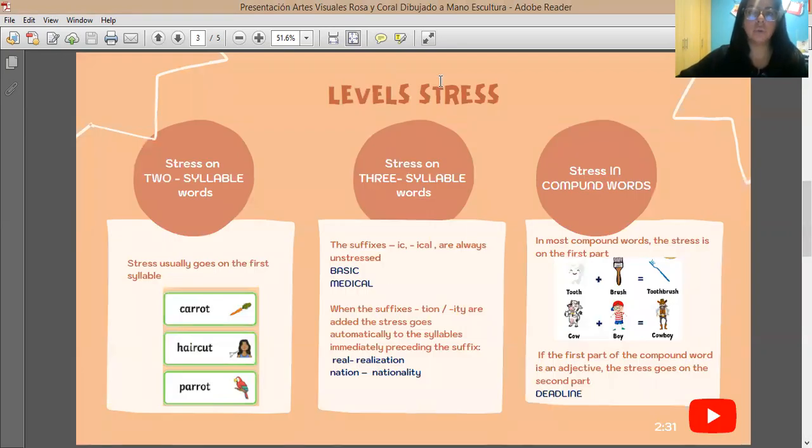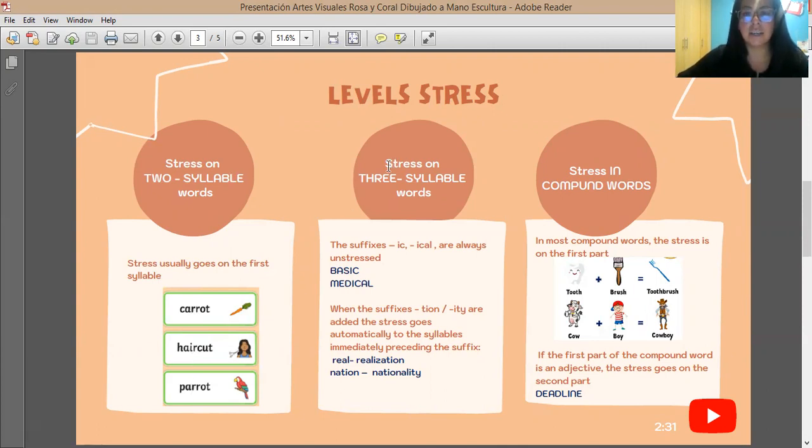Then we have some rules of stress. So I have put here 3 rules. We have the stress on 2-syllable words, which usually goes on the first syllable. So here we have some examples also like carrot, haircut, and parrot.